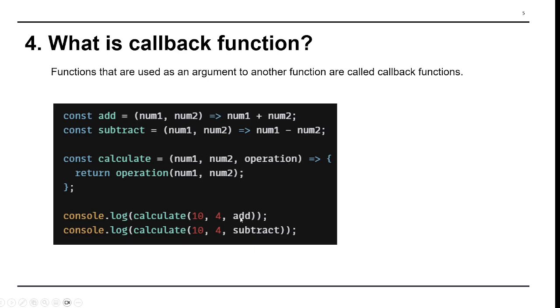So when we pass the add function as its parameter, it will return 14, which is the summation of two numbers. And when we are passing the subtract function, it will return 6 because it is the result of subtraction of these two numbers. So here we can see we can pass add and subtract function as the arguments of the calculate function. That means the add function and the subtract function are the callback functions.